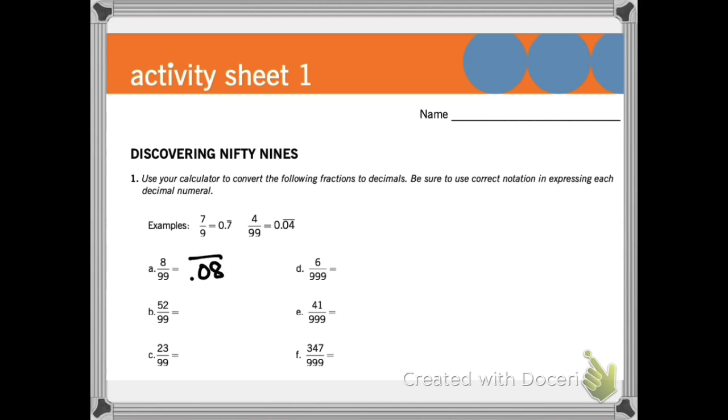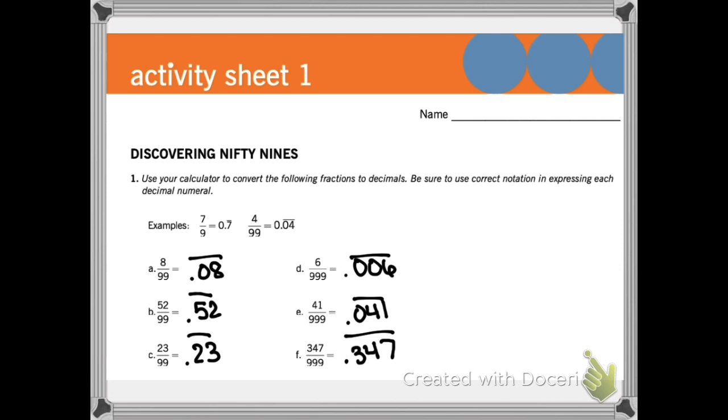0.08 repeated, so 0.080808. This one you get 0.52 repeated. This one you got 0.23. This one you had 0.006 repeated. This one 0.041. And this one 0.347.